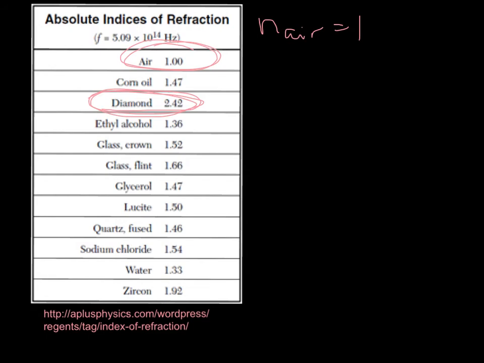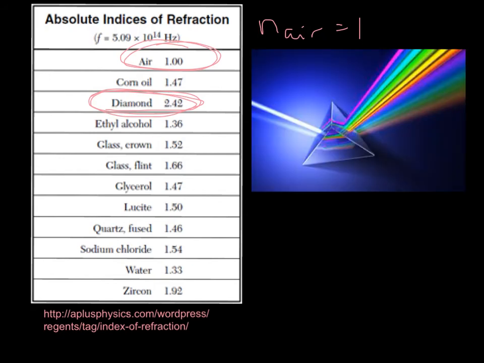Because if you look at all these other numbers, you see that they're on the order of 1 point something. Notice also that the indexes of refraction are given for a certain frequency of light, because the index does change depending on the light. And that's actually what causes a prism to work. If you look at this picture of the prism, here's the white light coming in, and remember it's made of all the colors of the rainbow, but the red light gets bent the least, and the purple light gets bent the most.